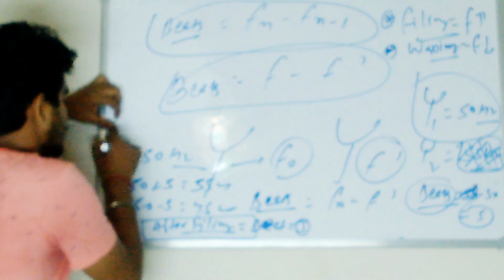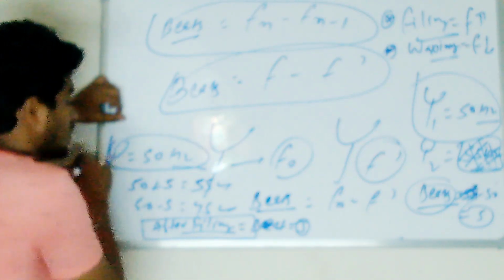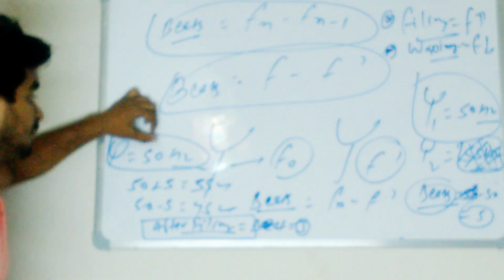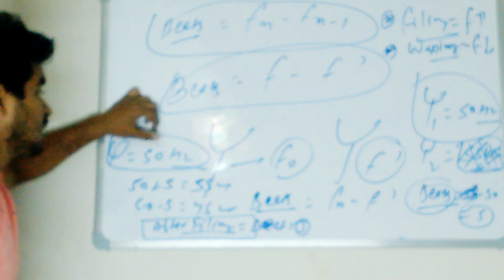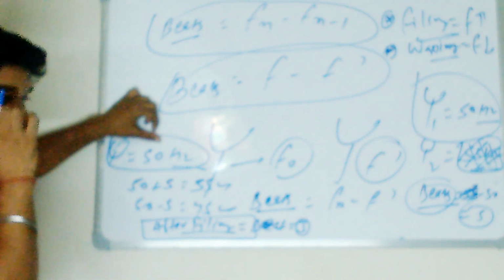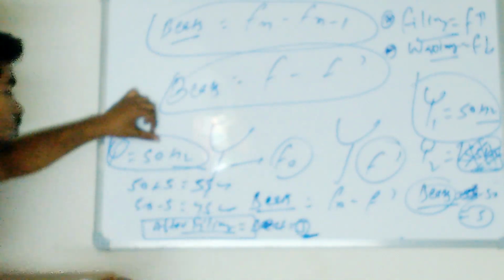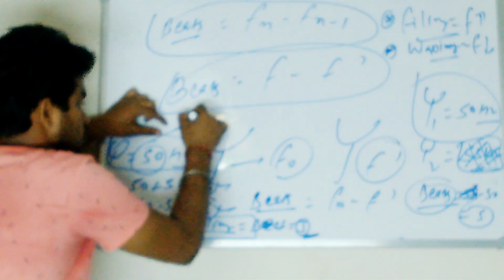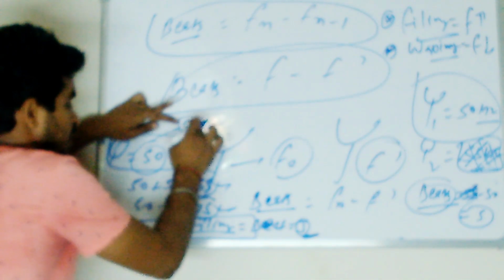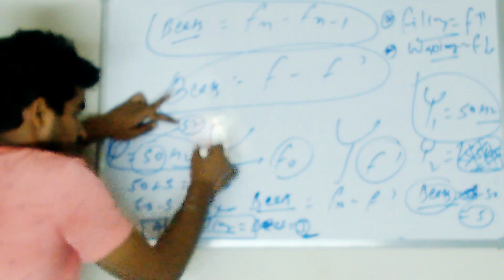After filing, this 50 hertz will increase, yes or no? This 50 hertz will increase. So suppose this value will increase, and you want 3. Now see, one is 45 and one is 55, the difference is 5. So if this value will increase, suppose this value is coming 52, now see, now the difference of beats is what?